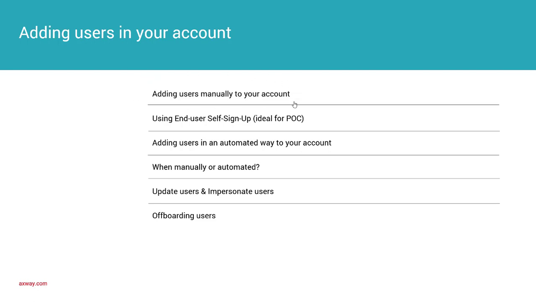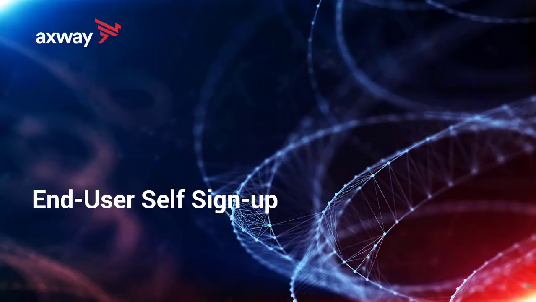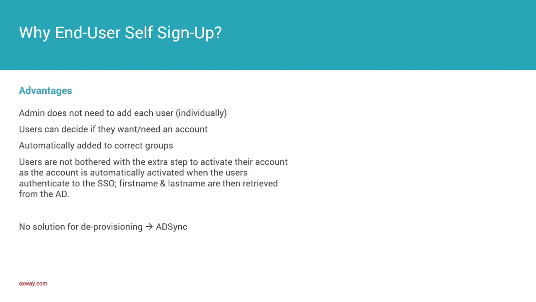Adding users manually to your account is okay for small deployments and maybe even for a proof of concept, but usually in the real world, admins would like to have a more automated way to add users to the account. One of those first steps is end user self sign up. It actually means that end users are going to create an account the moment that they click on a URL. The advantage of that is that the administrator does not need to add each user individually, and users can decide on their own if they want an account or not.